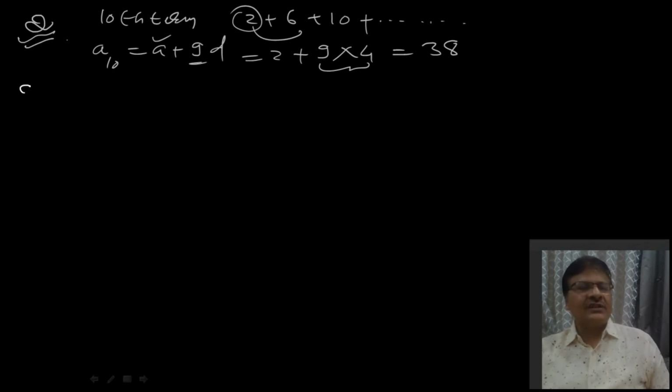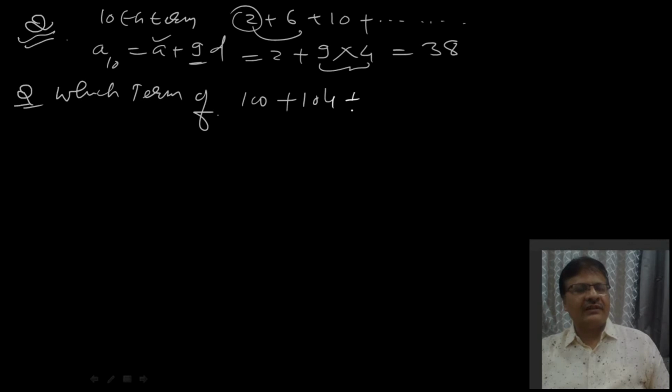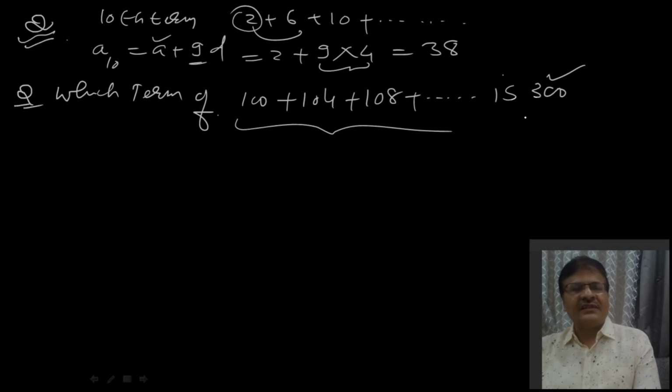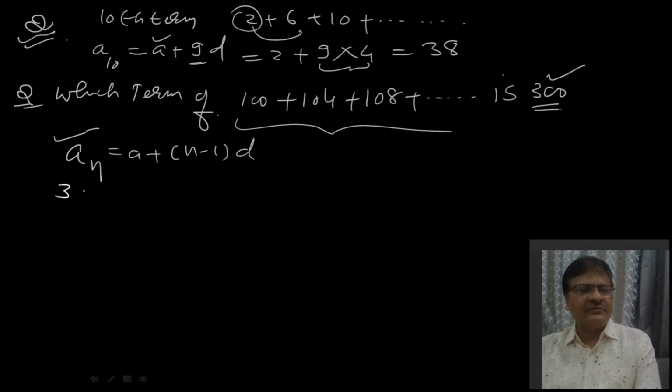Now the next question is, which term of the series 100, 104, 108, and so on is 300? Now here the term is not to be determined. The term is given, 300. Which term of this series is 300? This is my question. So again we apply the same formula, an equal to a plus n minus 1 into d, and this time the nth term, an, is given to you, 300.